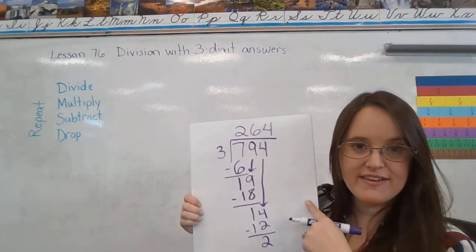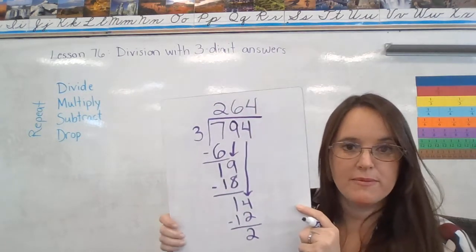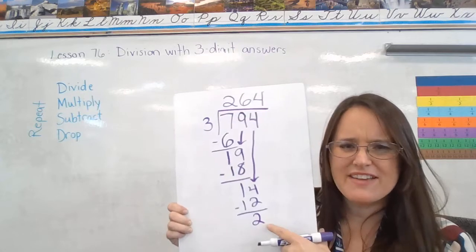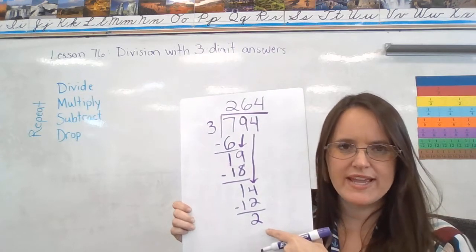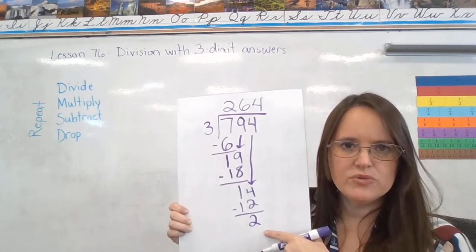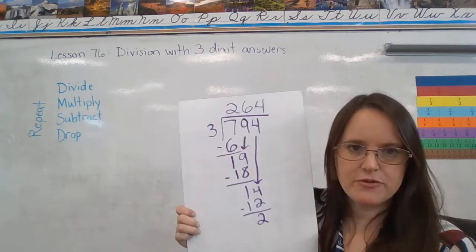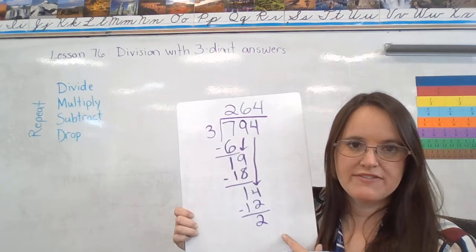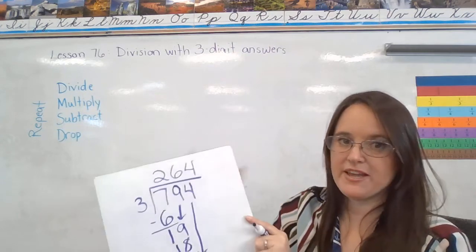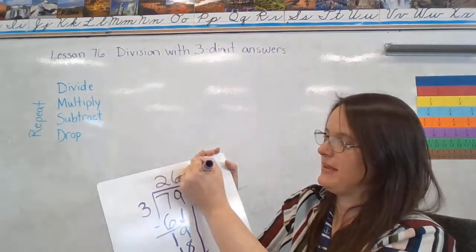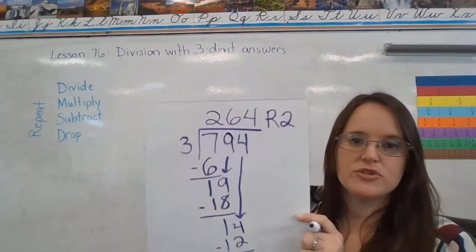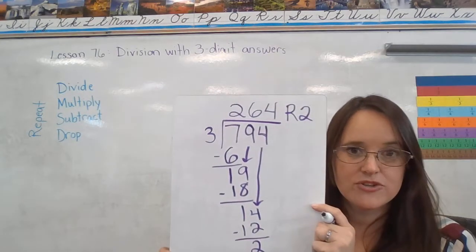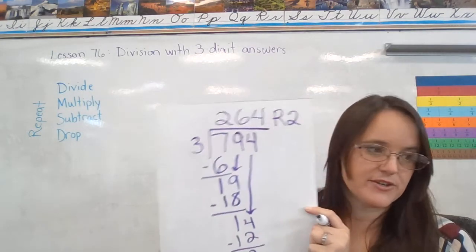I don't have anything left to drop, so now we know my problem's done. I just have to account for this 2 right here. I have 2 left over. 264 is my answer, but it didn't divide evenly. I have 2 left over, so we put that up there as our remainder. And 264 remainder 2 is our answer.